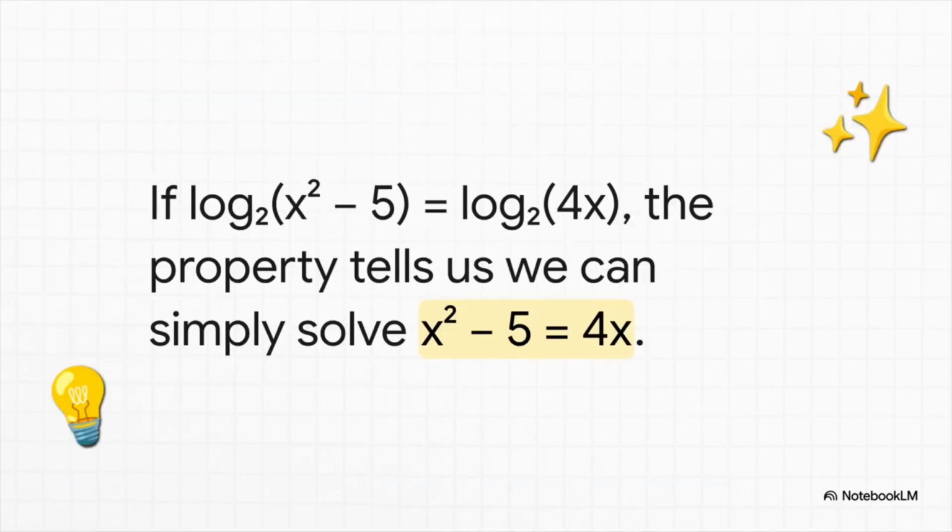And look at this, a perfect example of that master key in action. You see log base 2 on the left and you see log base 2 on the right. Since they match, poof, they're gone. The one-to-one property lets us just drop the logs and focus on what's inside. So what looked super complicated a second ago is now just x squared minus 5 equals 4x. That's just a quadratic equation. We know how to handle that. See how powerful that is?